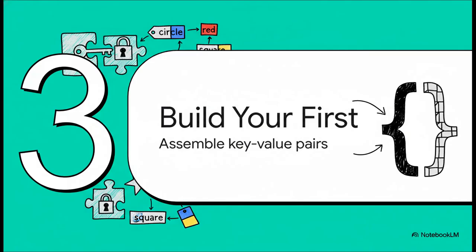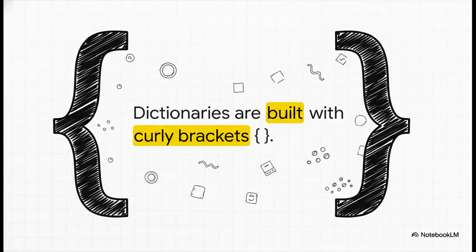All right, so we've got the Lego bricks, right? We understand the key-value pair. Now let's actually put them together and build our very first dictionary. So here's the first rule you've got to remember. In Python, dictionaries are always wrapped in these curly brackets. The moment you see these, your brain should immediately think, that's a dictionary.